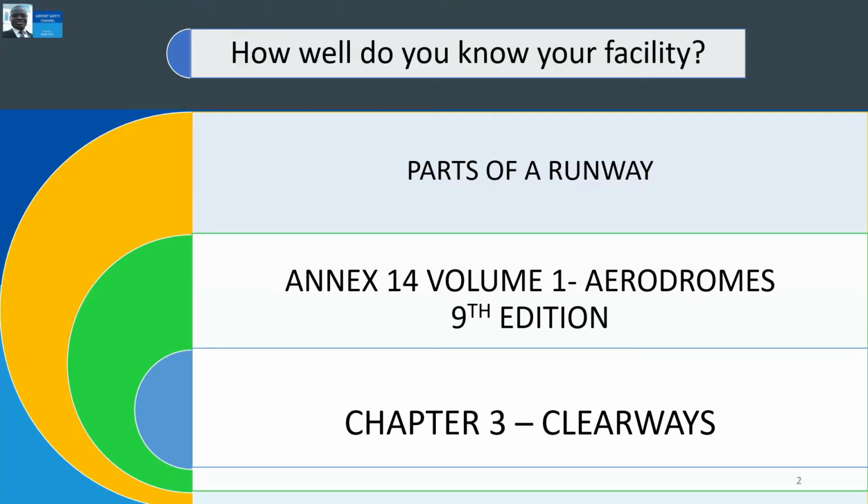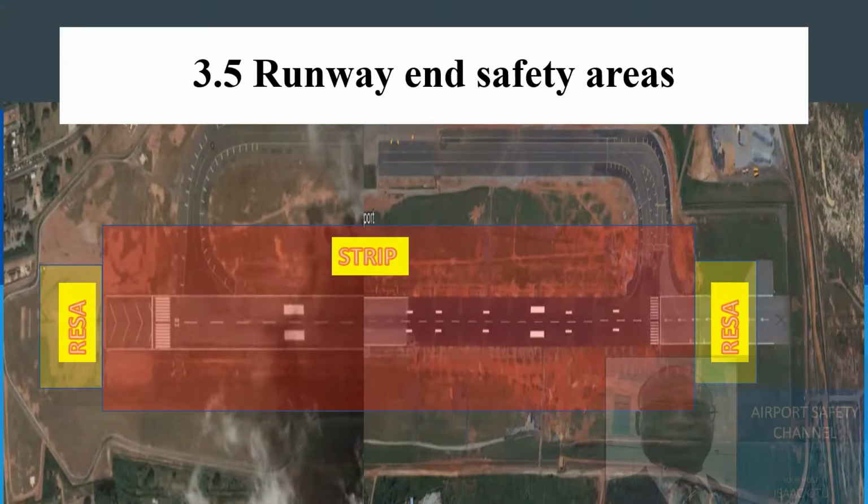Yes, today we are looking at how well do you know your airport facility, parts of a runway. We are using the Annex 14 Volume 1 Aerodromes, the 9th edition, Chapter 3, and I'm asking you, where is your clearway? Where is your clearway? We have previously looked at the runway and its associated parts. We've looked at the strip, we've looked at the RESA, and today we are trying to find the position of the clearway.